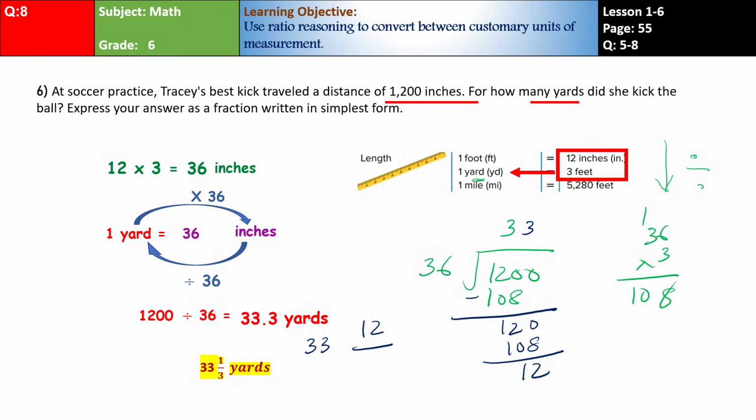12 over 36. Now we all know that this is divisible by 12 and this is divisible by 12. So this is 33 1 over 3. Okay, so they said write your answer in a mixed number or fraction in simplest form, so it is a mixed number. Okay.